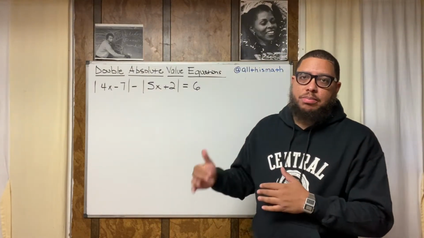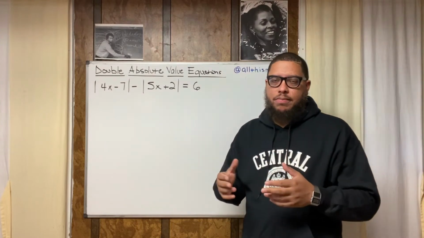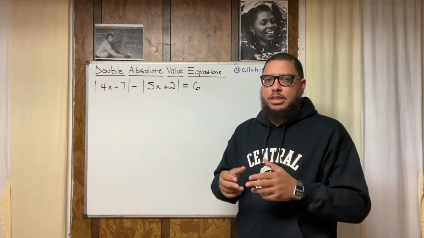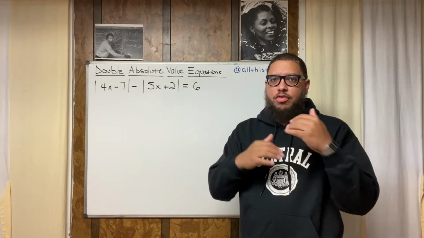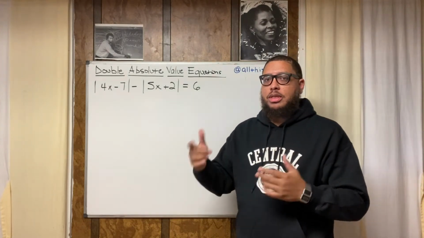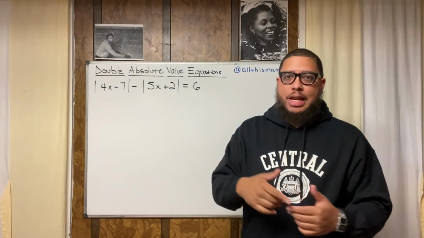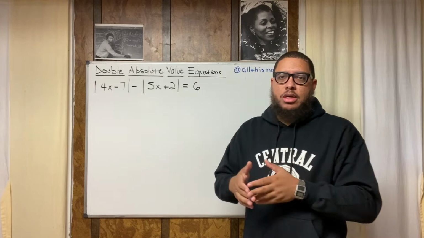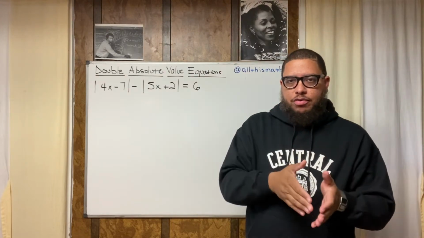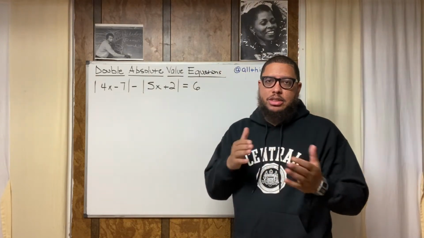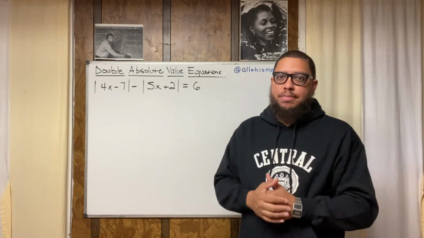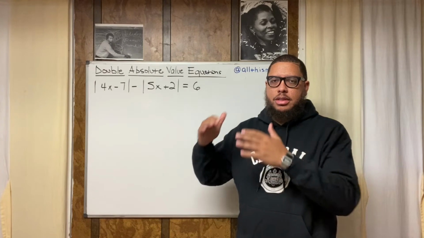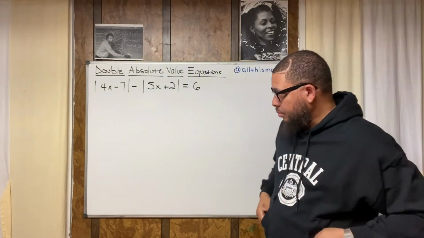The method I'm going to employ here is where I set up a table with intervals, and then I create equations based on those intervals and solve for x. Then I decide whether to accept or reject the solutions I get based upon my intervals. Whether that solution falls within that interval or not is how I decide whether to accept or reject it. Now, it's a step-by-step process.